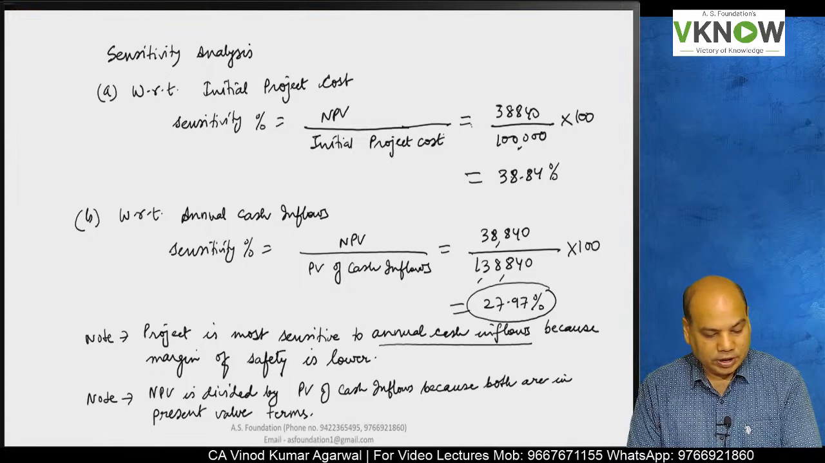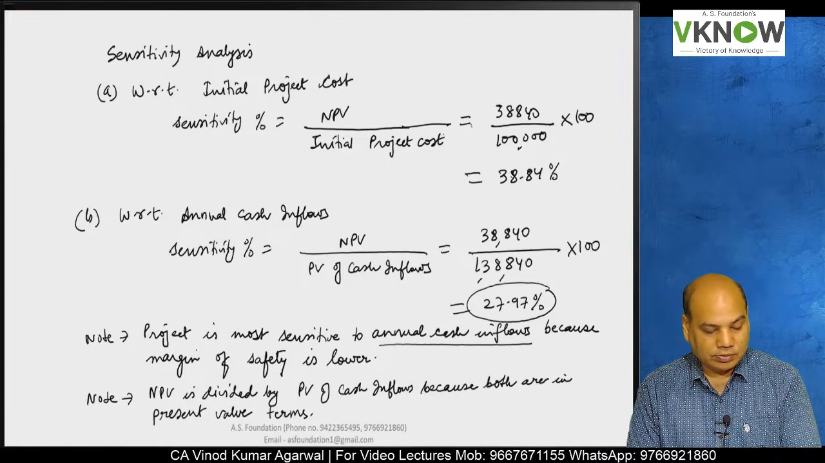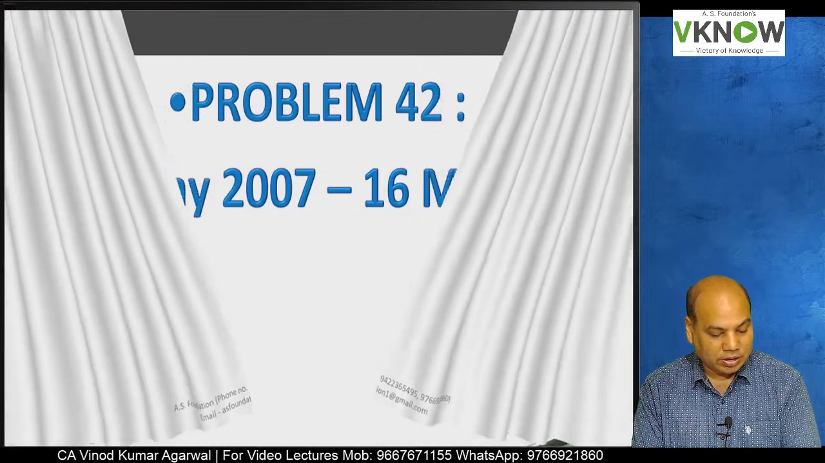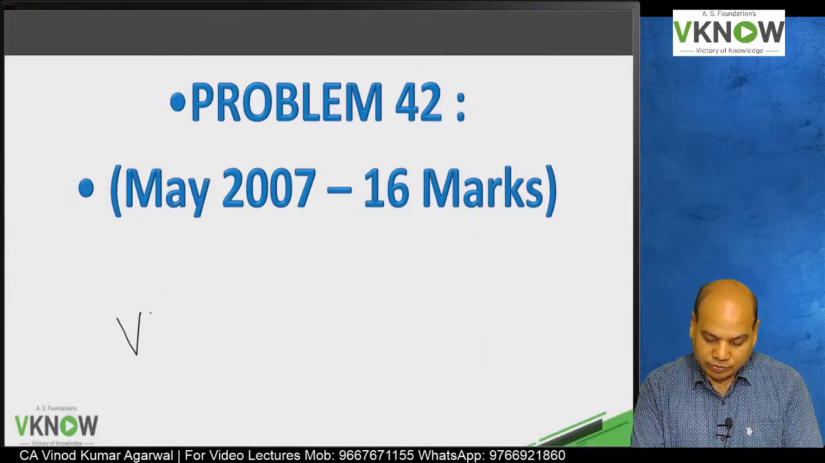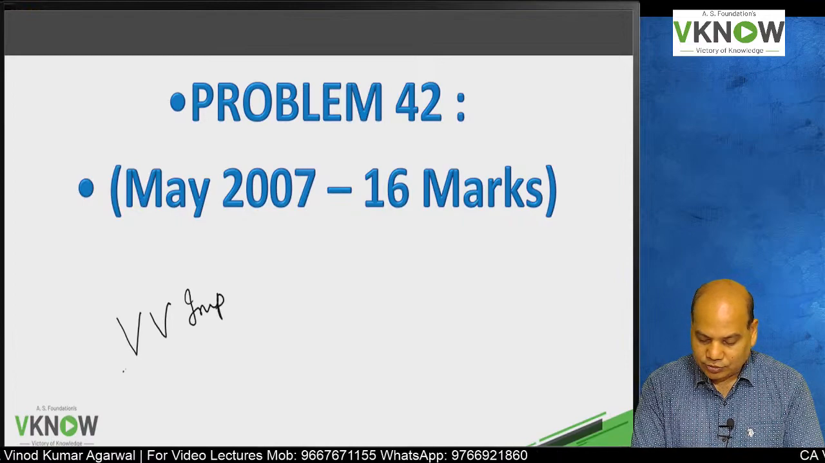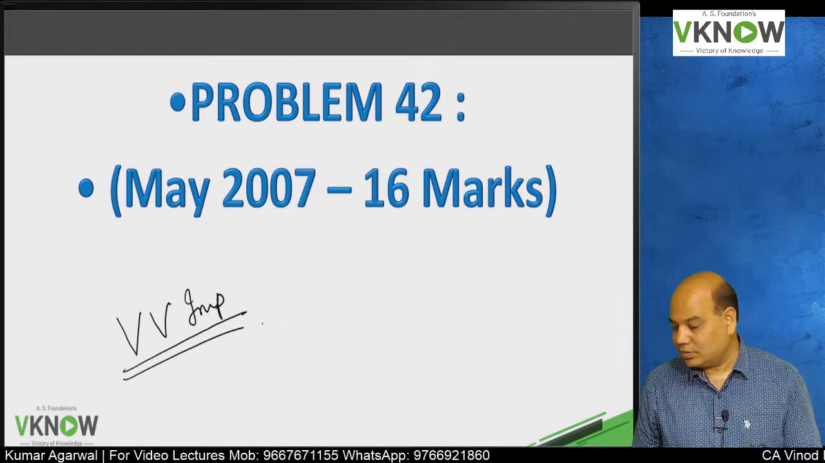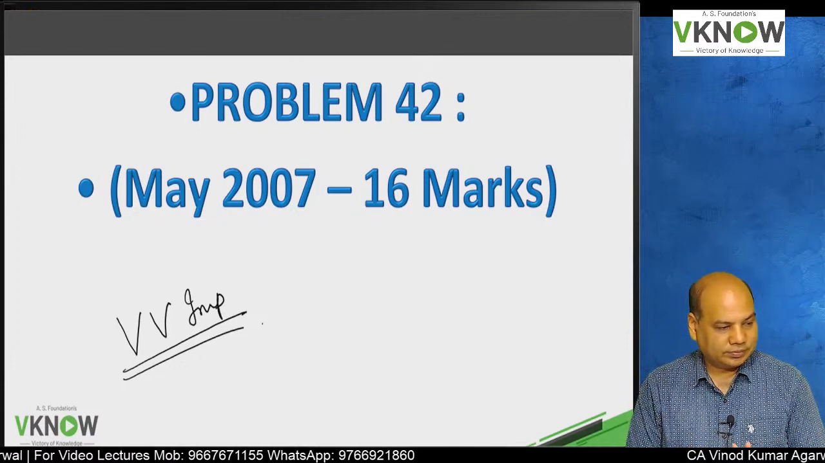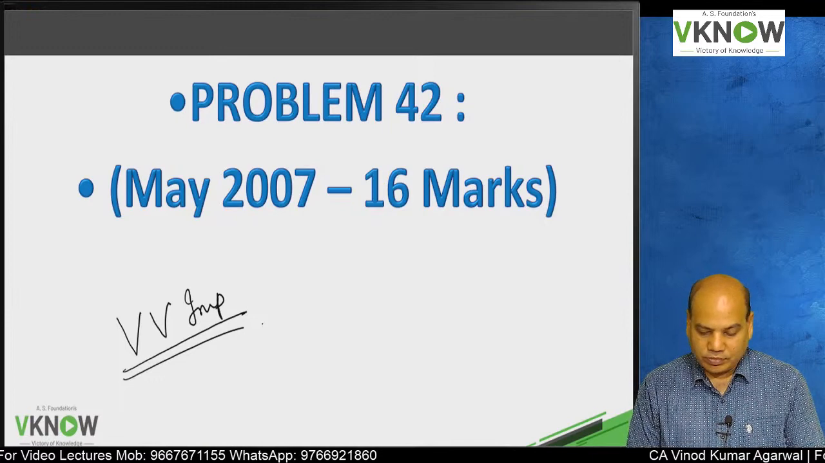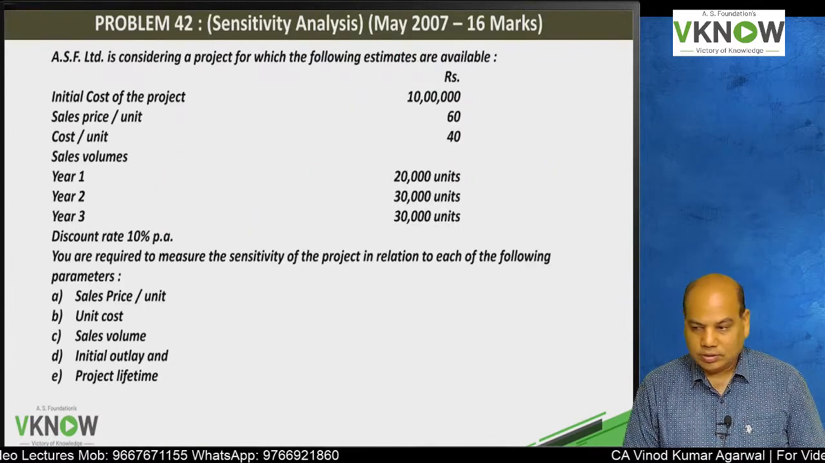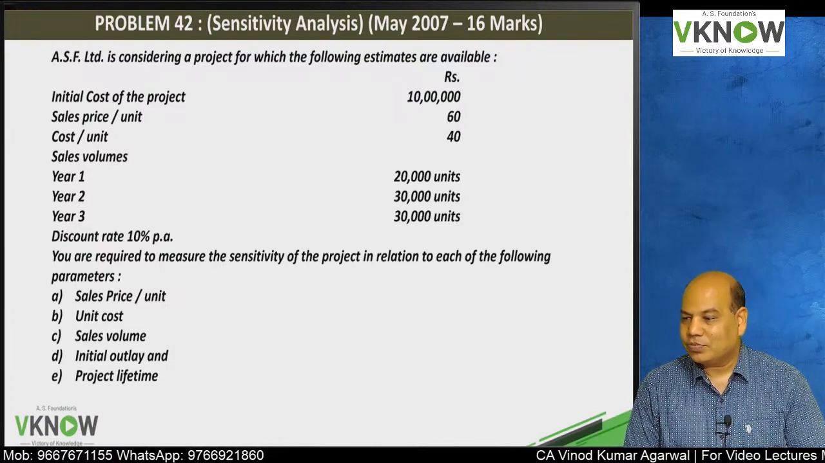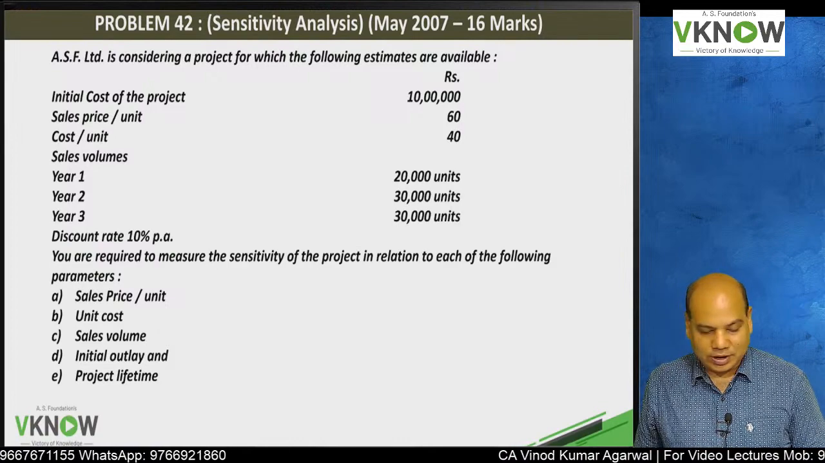Right. Now we'll take a 16-mark question which was asked in May 2007 exam, and it is there in your study material also. So again, write down, very, very important in case you are appearing in the upcoming exams, this question is very likely. Okay. So question number 42. ASF Limited is considering a project for which the following estimates are available.